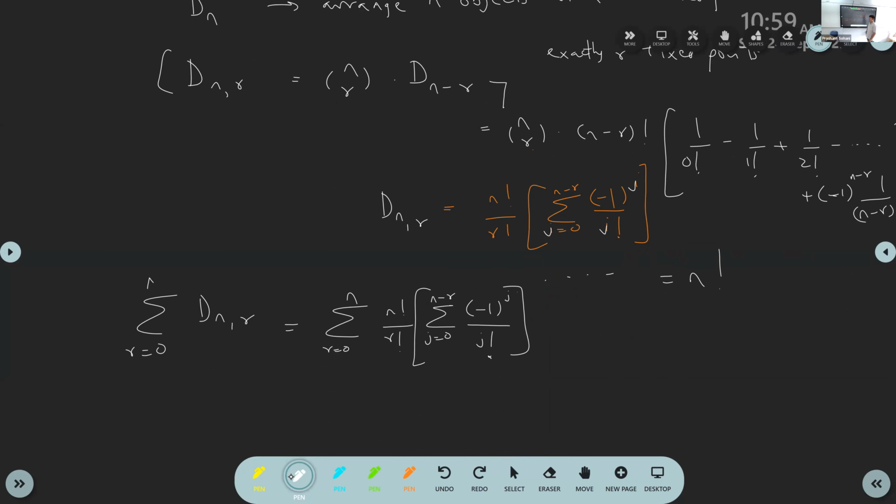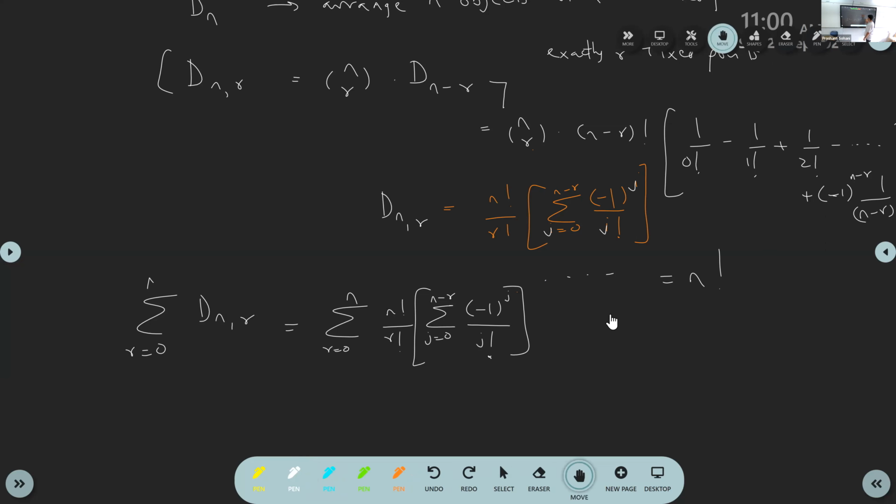Yes, Raghav. So I have an idea that maybe you can group all the terms with minus 1 to the j upon j factorial. Suppose you consider 1 upon 2 factorial, it will appear when you have one fixed point or two fixed points all the way till n minus 2 fixed points. Yes, correct. So the idea here is what we can sometimes call exchanging or changing the order of the summation.